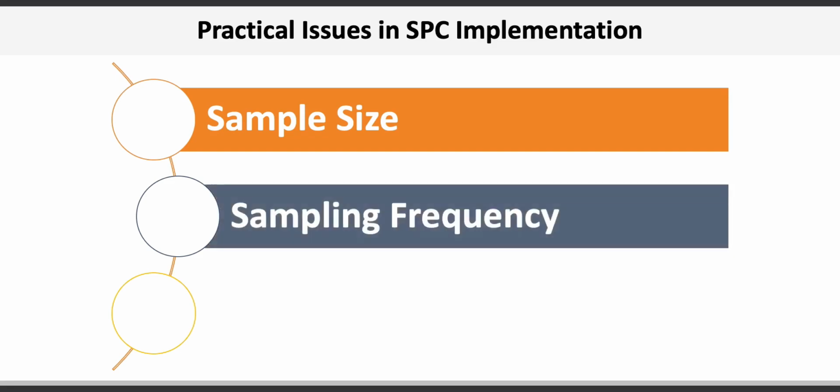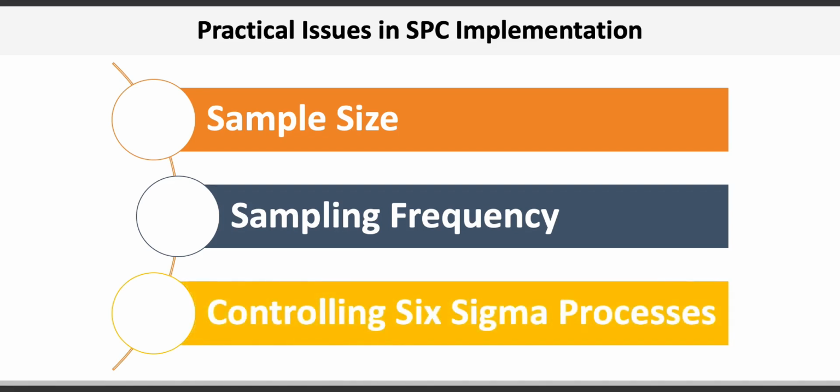Next, managers must also consider the sampling frequency. Taking large samples on a frequent basis is desirable but not economical. There's no hard and fast rule for the frequency of sampling. They should be close enough to provide an opportunity to detect changes in the process characteristics as soon as possible and reduce the chances of producing a large amount of non-conforming output. Finally, SPC is a useful methodology for processes that operate at a low sigma level, for example at a 3 sigma level or less.